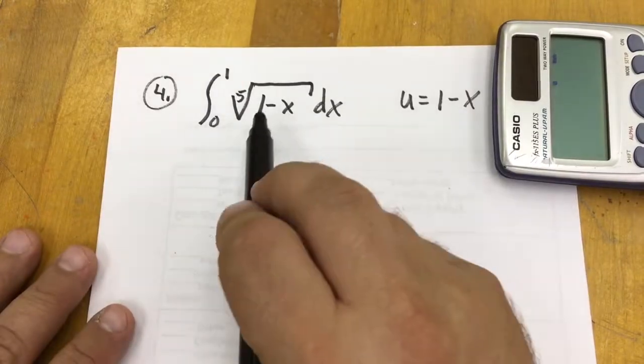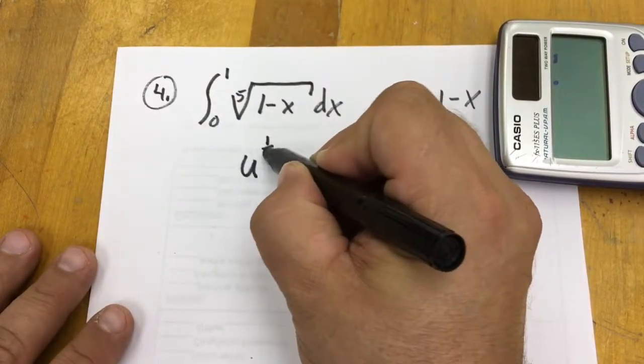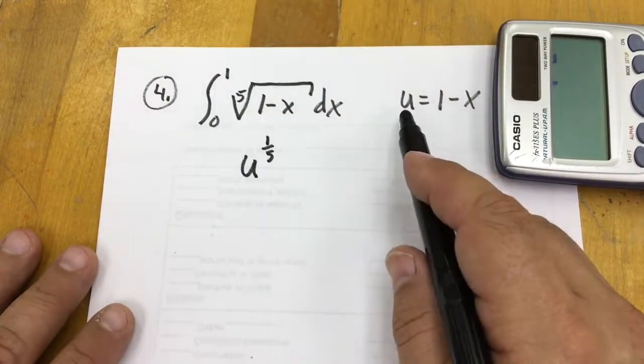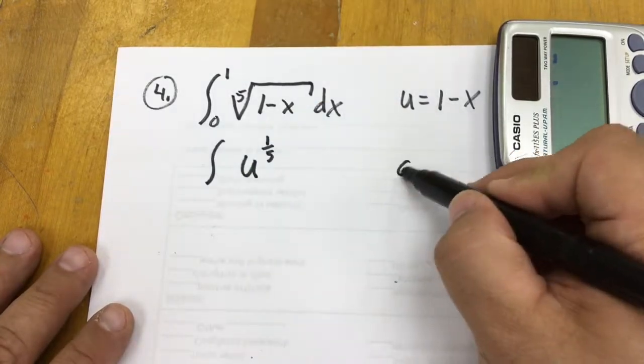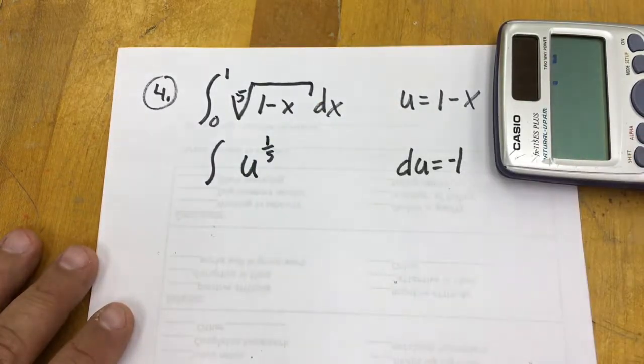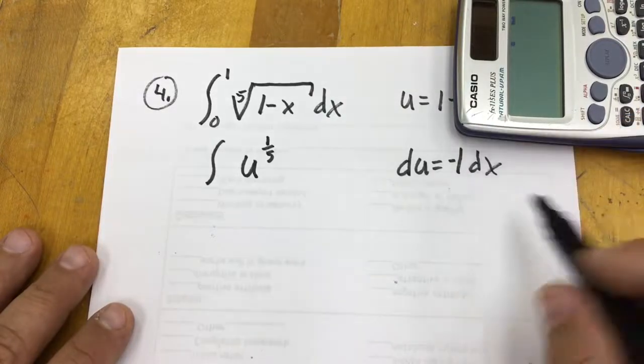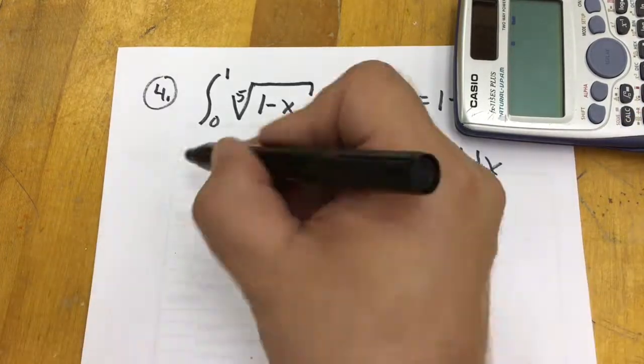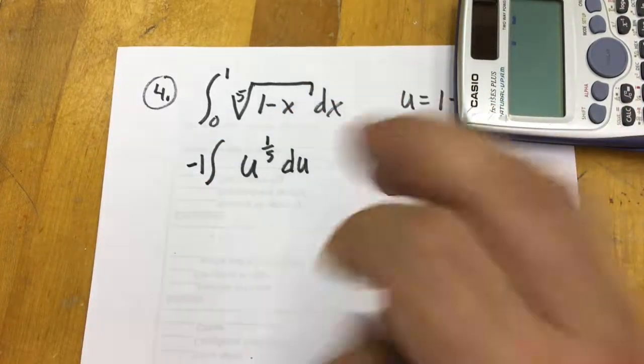So let's see here, I'm going to let u sub, so that's going to be u to the 1/5, because what's in the bucket goes on the bottom. Now I'm going to find the derivative of u over here, so that's going to be du equals -1 dx. The dx will cancel out with the dx, but the -1 has to go out front, and the du replaces.